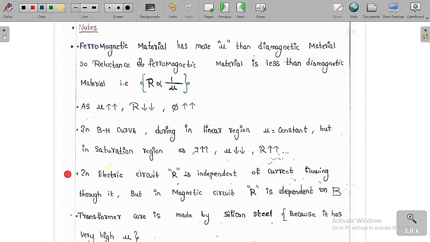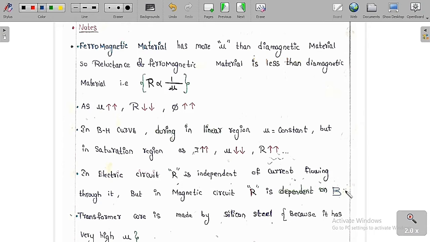In an electric circuit, R is independent of the current flowing through it, but in a magnetic circuit, R is dependent upon B. See, B is nothing but flux density. The value of the resistance of any material is a constant, independent of the current flowing through it. But in a magnetic circuit, the reluctance of the core is going to depend upon the B. It's a very important point.